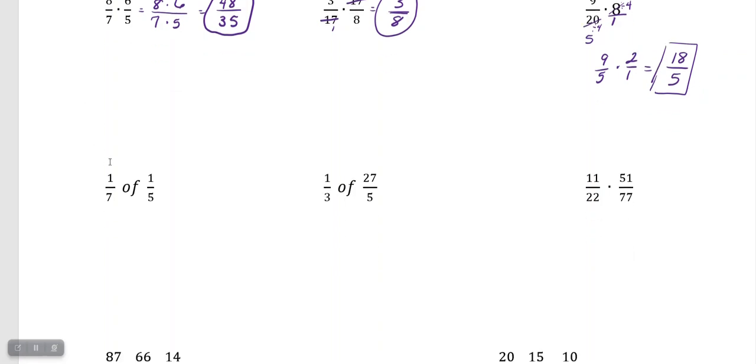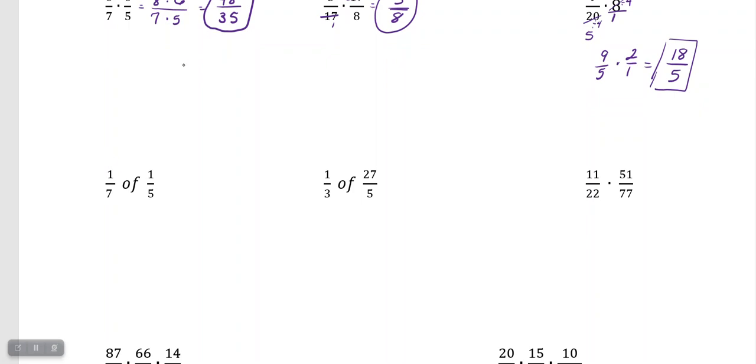Then I'm going to look at the next row. Of means to multiply. So I'm doing 1/7 times 1/5. And I'm going to look, can I cancel anything? No, because both numbers on top are 1s. So I'm going to multiply straight across. 1 times 1 is 1. 7 times 5 is 35. Always double check, but 1 over 35 is not going to reduce.